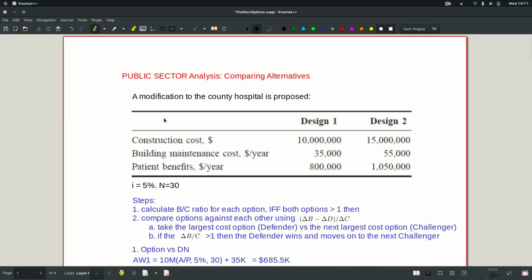This is the second in a series of 2 videos on public sector analysis. In this one, we're going to look at how to compare alternatives, which is to say, if you have multiple options in a public sector decision, how do you go about making it?